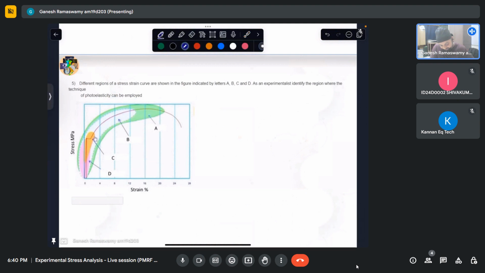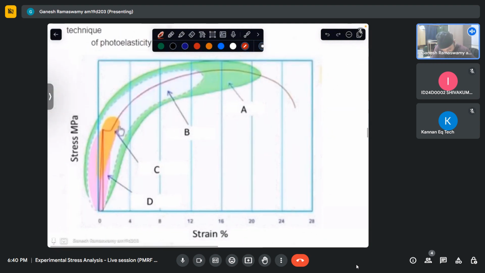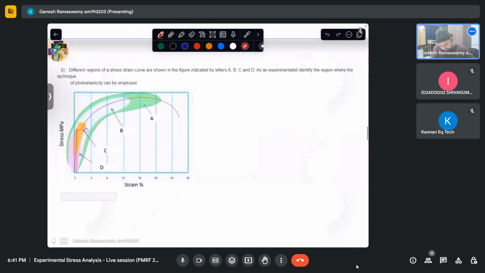So now we have this question: different regions of the stress strain curve. So we have a stress strain curve that is almost linearly elastic. Let me zoom in and draw it first. And then there is a kink, and then there is some strain hardening taking place, and ultimately it fractures. So this is my stress strain curve for mild steel. That is shown along with some regions indicated.